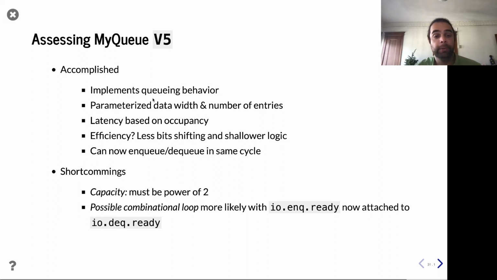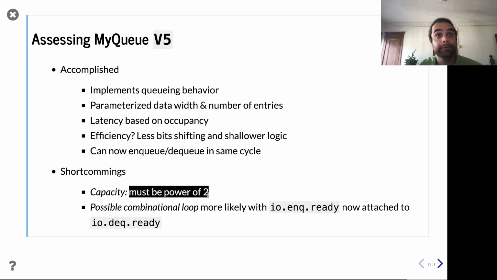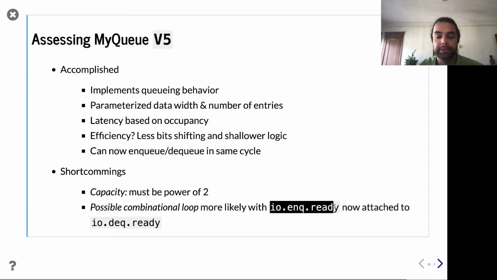So if we look at what we did, we did queuing behavior, and we got our NQing and DQing back in the same cycle. Nice. And we already had the benefits of our in-place things. So what were our shortcomings? Well, capacity still must be a power of 2, and we still have a combinational loop. Well, no, we introduced a combinational loop potentially between NQ.ready because we connected it to DQ.ready.